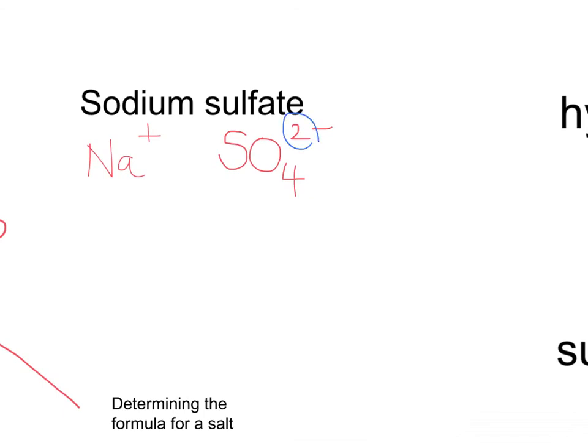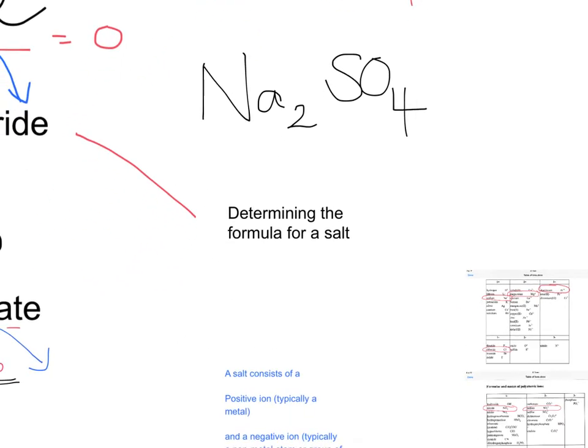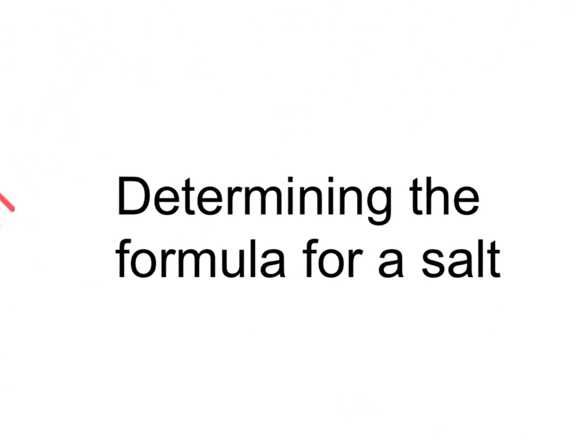I'm going to do the same thing again. I take the number here, I put it here. There's no number here, so I don't need to worry about it. So the formula for sodium sulfate is Na2SO4. And notice there are no brackets around this one this time because there's only one of them. Okay? So that's how we go about determining the formula for a salt.